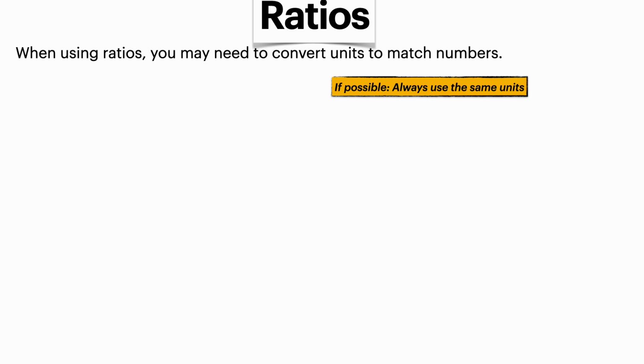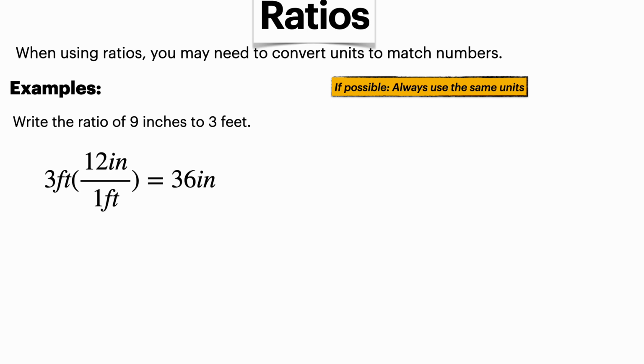When using ratios, you need to convert units so that they match. If possible, always use the same units. Write that down in your notebook. Always use the same units if that's possible. Here's an example where it is possible. Write a ratio of 9 inches to 3 feet. We can rewrite this in terms of the same unit, and if that's possible, we always want to do that.